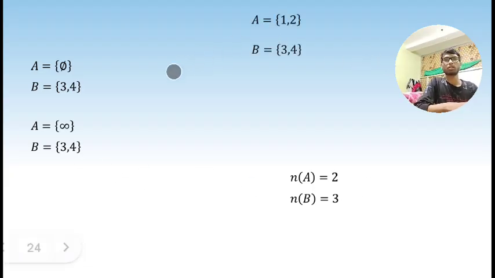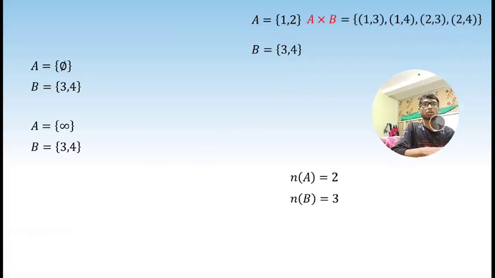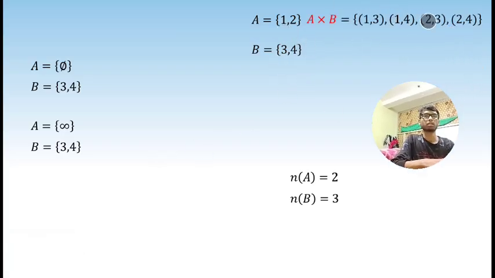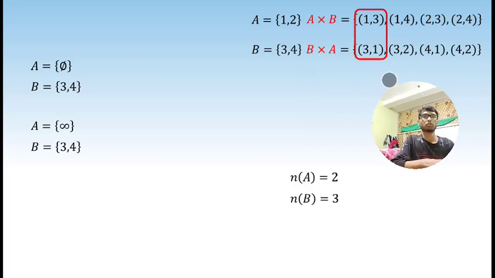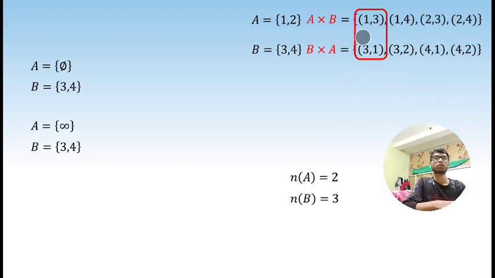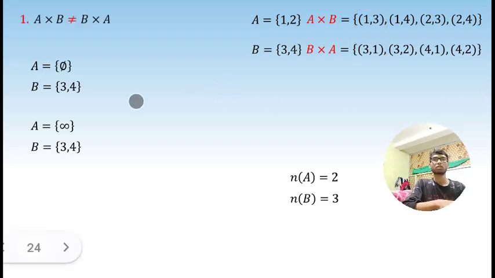Here A is 1 comma 2 and B is 3 comma 4. So the Cartesian product of this would be these orders and those orders. So 1 comma 3, 3 comma 1. Here you can see both are not the same, so we can say this will not be equal to this.